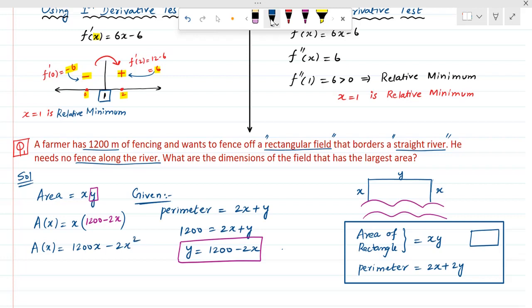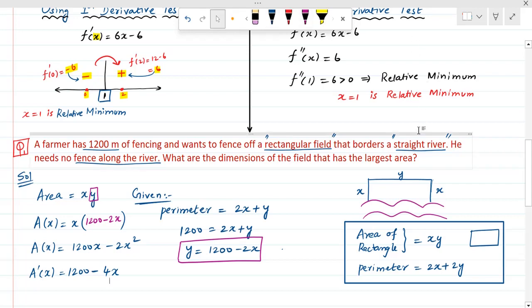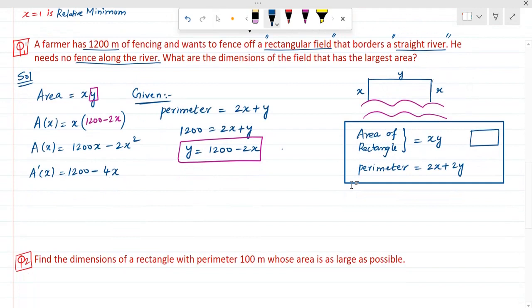Now it's a function, you can calculate the maximum and minimum using the same method as above. So first I need the first derivative. What is the first derivative? 1200 minus 4x, and put it equal to 0 in order to find the critical value. So 1200 minus 4x equals 0, so 4x is 1200. So x is equal to 300. This is the critical value.